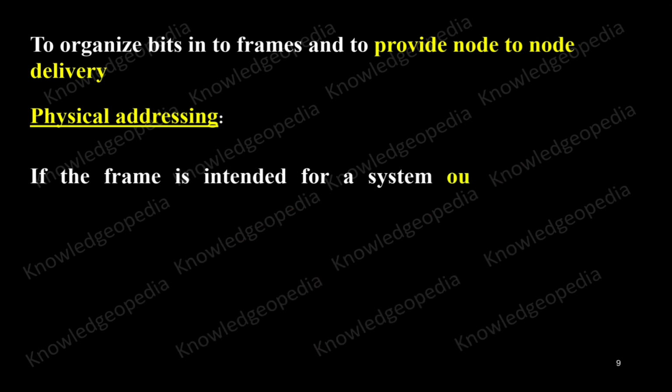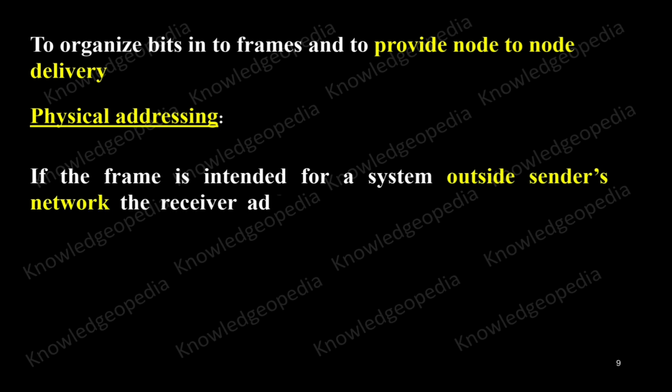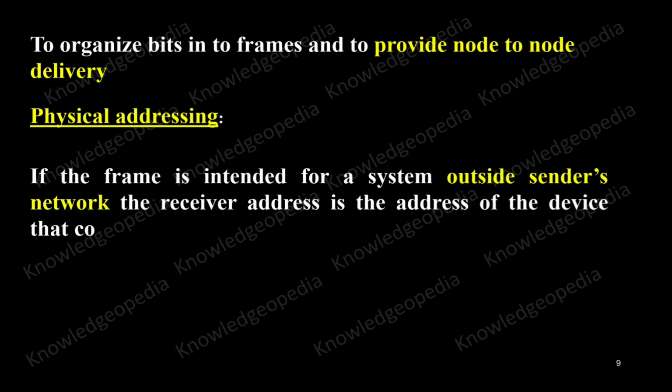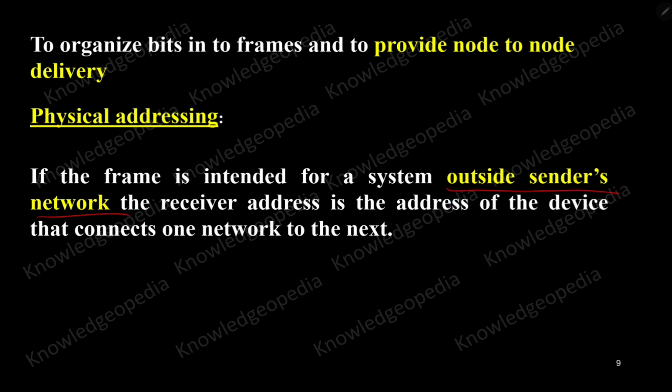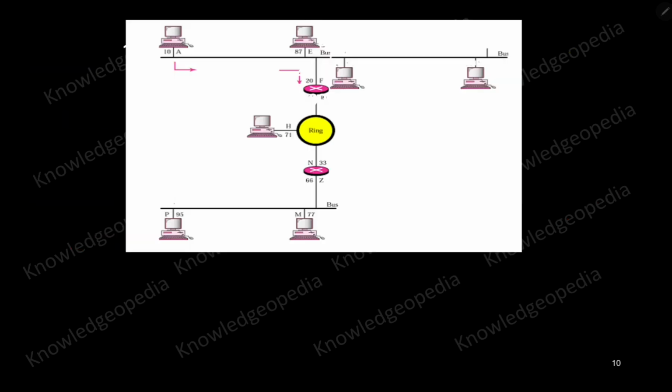If the frame is intended for a system outside the sender's network, the receiver address is the address of the device that connects one network to the next network. If you see, we have a bigger network or internet, which is a connection of networks. In that case, if a source is in one network and the destination is in another network, which is outside the sender's network, the receiver address is the address of the device that connects one network to the next. See here, there are 3 networks.